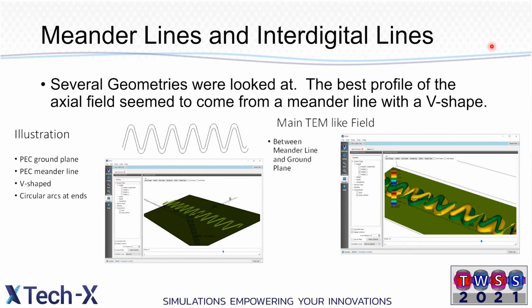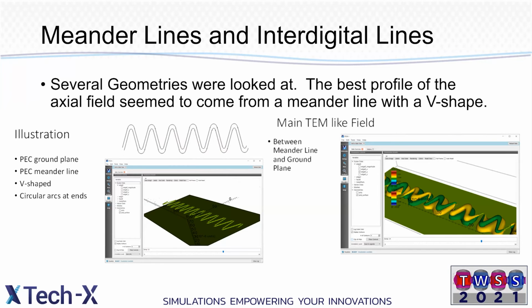Meander lines and interdigital lines, we looked a lot at those. In the end, we found that our best profile for coupling between a slow wave structure and a 2DEG is probably this meander line shape. And the V shape is kind of important. You could have U shapes or V shapes, and the V shape is actually what we need. This really is just a strip line over a ground plane. And so it's TEM-like. The primary field exists between the strip line and the ground plane, and just follows the pattern like that.